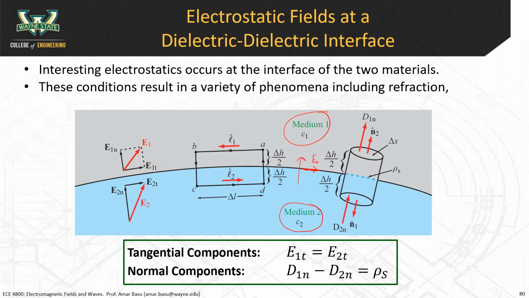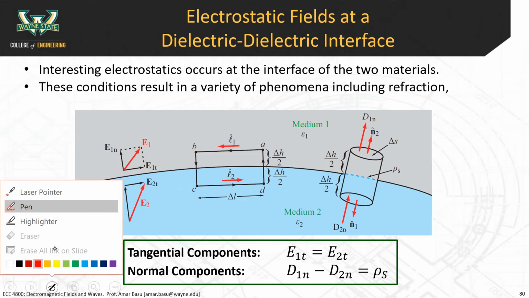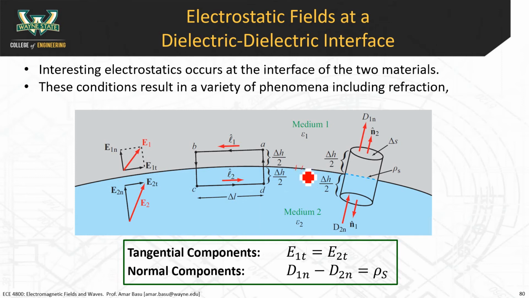The normal components, on the other hand: D1n minus D2n, and remember this is the displacement field, not the electric field, is equal to rho sub s. So it depends on the amount of charge on the surface. The normal component of the displacement field in one material minus the normal component in the other is equal to the charge density at the interface between the two materials. You can think about there being a set of positive charges on this interface, or maybe a set of negative charges. That's what rho sub s means. The normal components are the components normal to the surface, as you can see here, D1n, D2n.